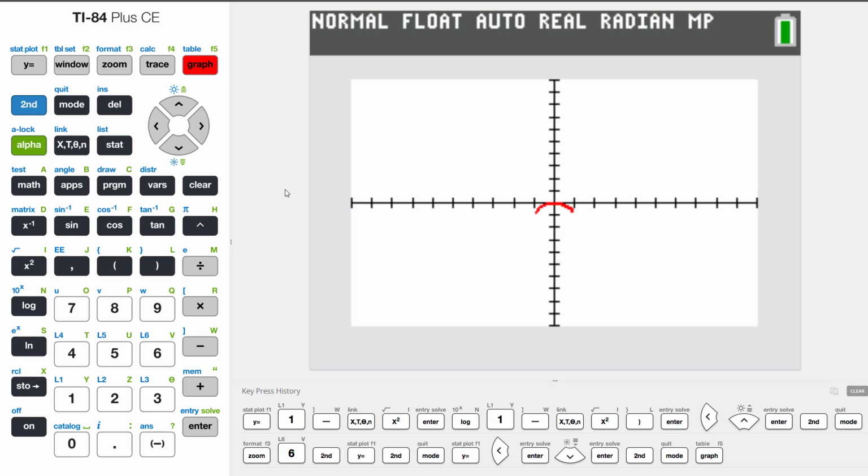So there's the log function right there. It's graphed in red, and you can understand why the domain is what it is. Let's take a look at the next example.